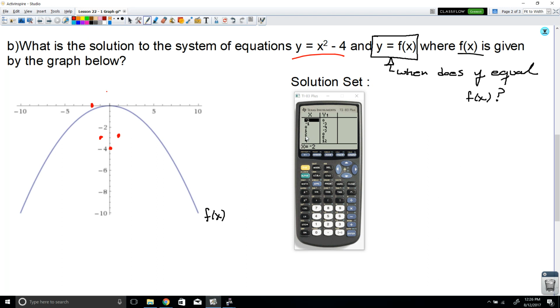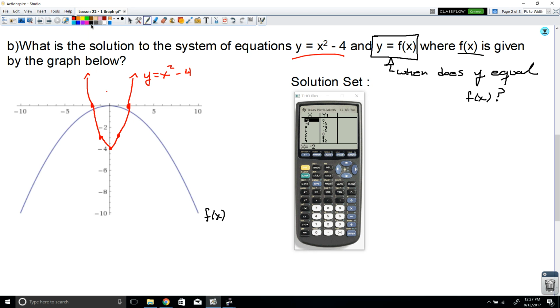And let's just take another point. Let's take 2 comma 0. So 2 comma 0 is around here. All right, so let's connect those points. Let's just extend those lines. All right, perfect. Let's just label it. This is y equals x squared minus 4.